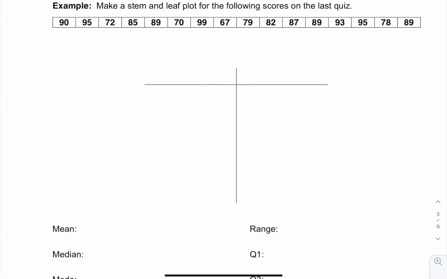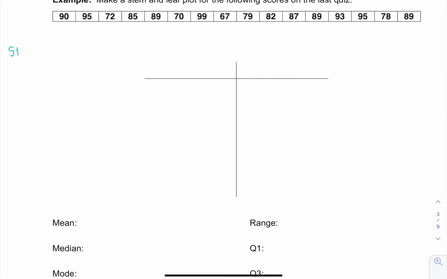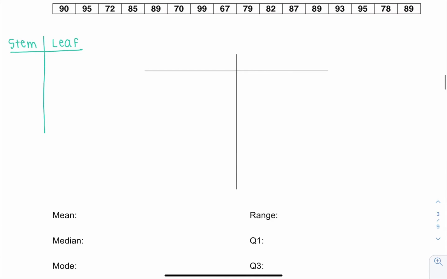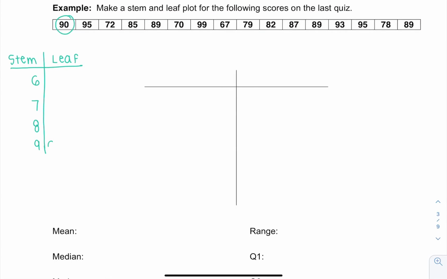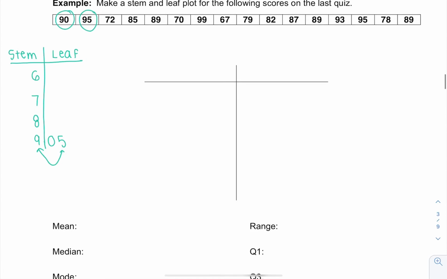So the first thing that I like to do is make one off to the side that has them not in order. So I kind of just do it as I see them. I know I'm working with 60s, 70s, 80s, and 90s, so my stems are 6, 7, 8, and 9. Then if I see my first number is like 90, I'll just put a 0 here because then this means 90. My second number is 95, so I'll put a 5 here. So this means 95. Here, 72, I'll put a 2 here. 85, put a 5. 89, I'll put a 9.